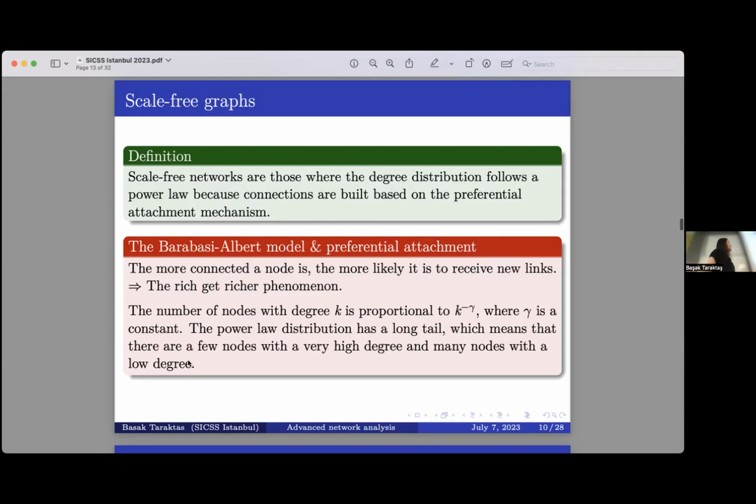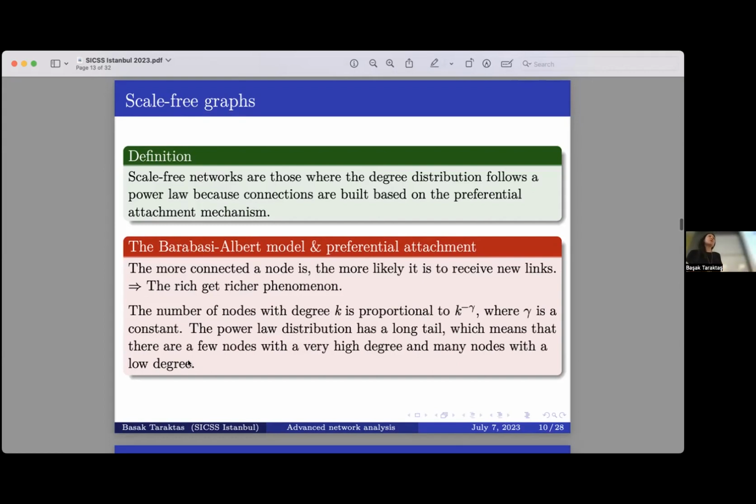The number of nodes with degree k, which can be anything, 4, 6, 70, is proportional to k to the power of minus gamma, which is a constant. To put it simply, there are very few nodes with a very high degree and many nodes with a low degree.